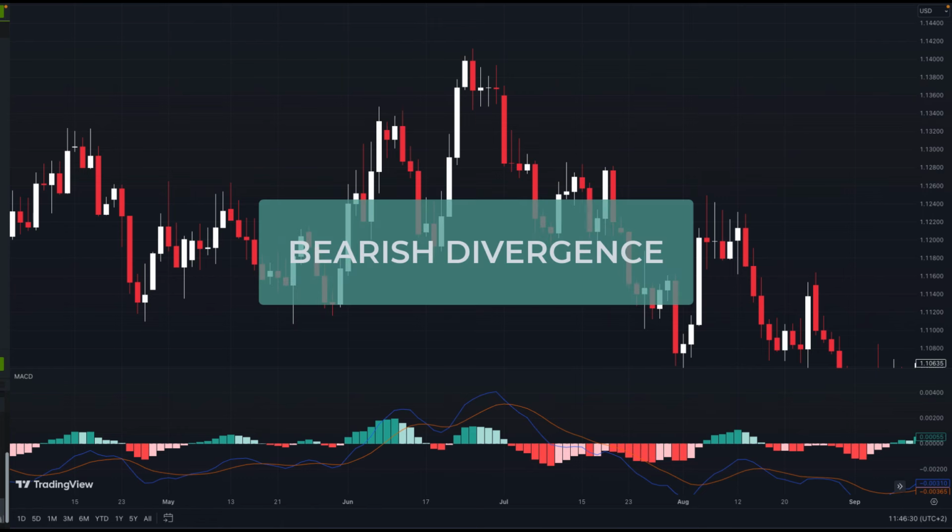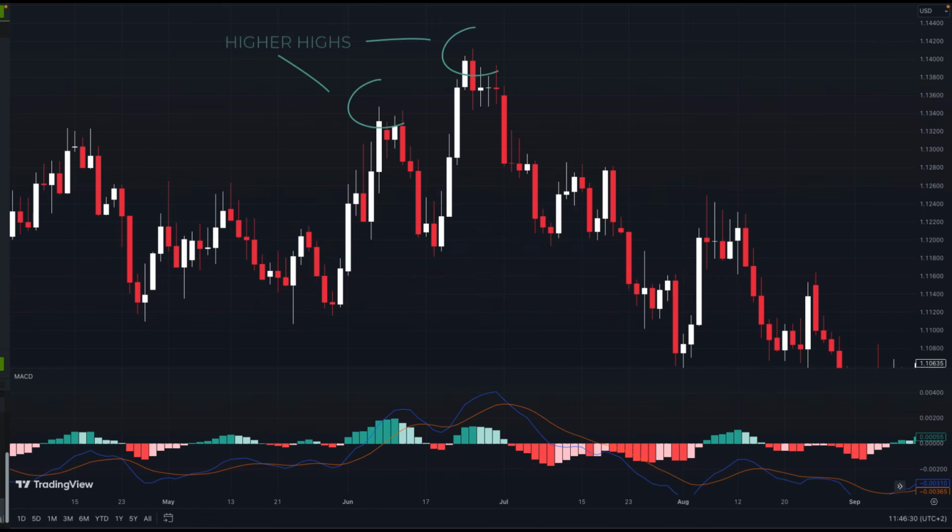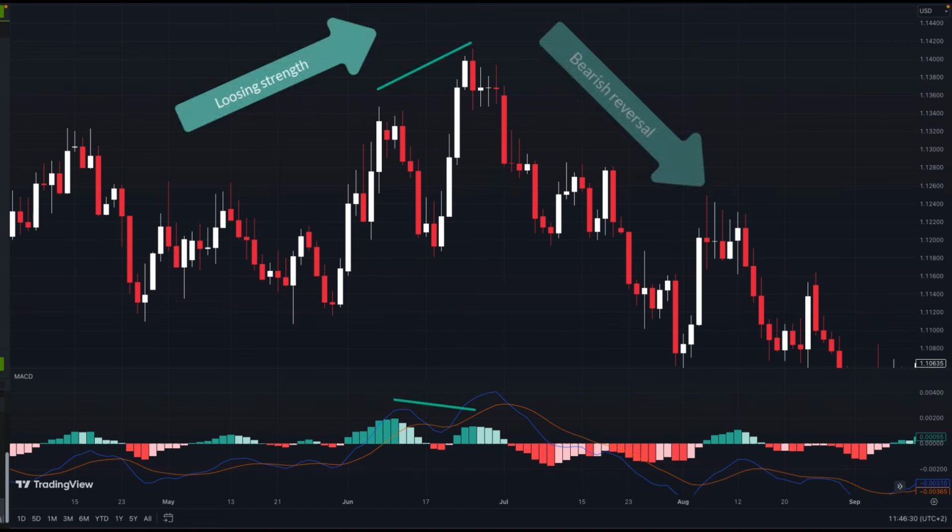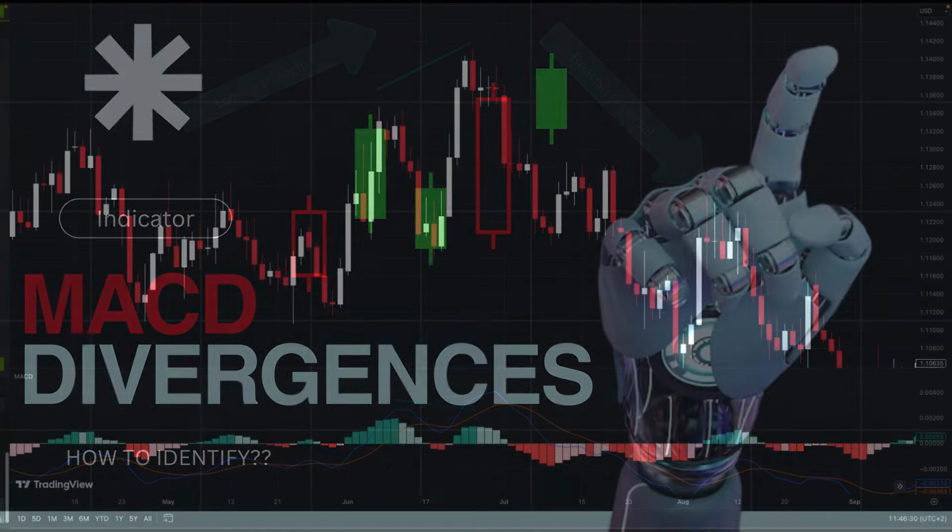A bearish divergence occurs when the price of the asset forms higher highs, while the MACD forms lower highs. This indicates that the bullish trend may be losing strength and a bearish reversal may be imminent. It's a potential sell signal.